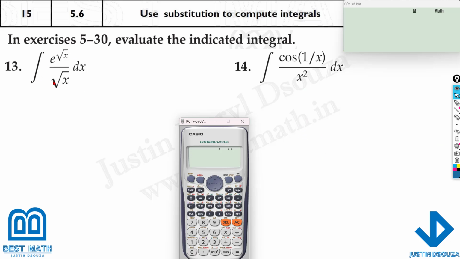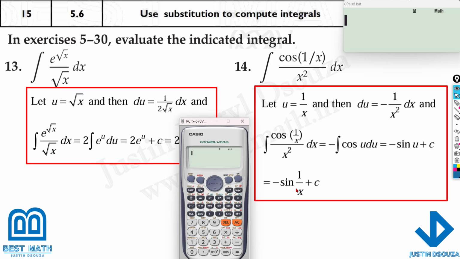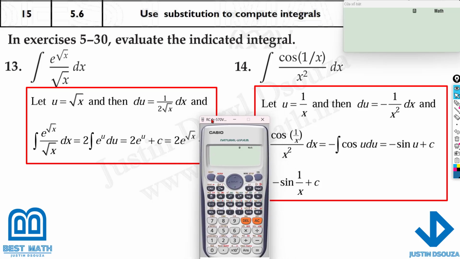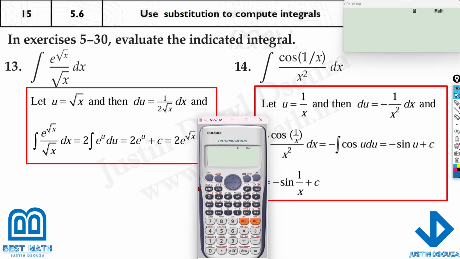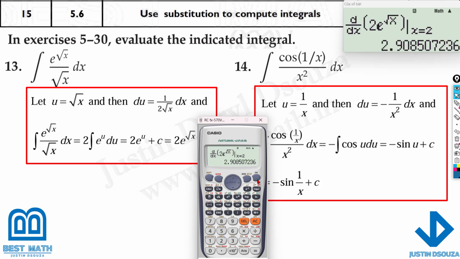And what about these? This is similar. Okay, let me do both of these. Over here are the answers. You can see this first one is plus c. That's not required. Only this part is required for us. So given question, that is shift e to the power square root x divided by square root x, calculated at 2. And we are getting answer 2.9. That means shift d by dx over here, 2e raised to the power root x, that's square root x, at x is equal to 2, must be the same answer, 2.9.